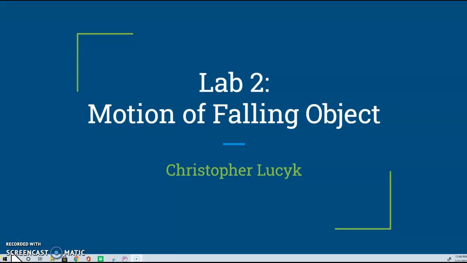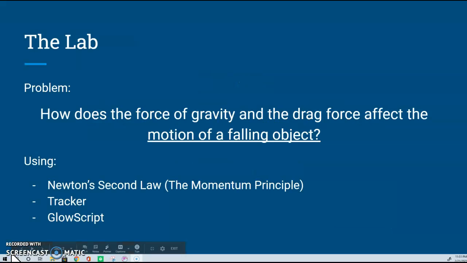This is my video lab report for Lab 2, Motion of a Falling Object. For this lab, I developed the following problem statement. How does the force of gravity and the drag force affect the motion of a falling object? The answer to this question is important because it will help us understand the different forces that act on objects that are falling due to gravity.